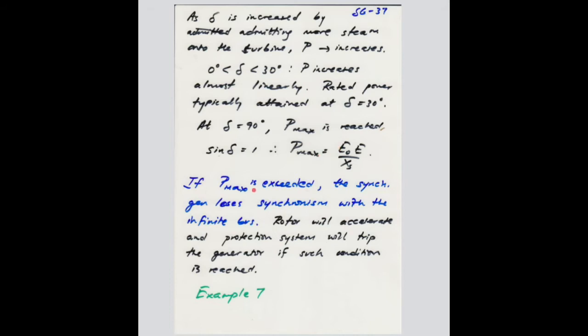Right. So if you exceed this power, right, if you keep on increasing delta, what will happen is the generator will lose synchronism with the infinite bus, and hence it will trigger your protection system to trip the generator off the grid. Right. So normally we do not approach this angle. We try and operate it in the linear region in most cases, right?